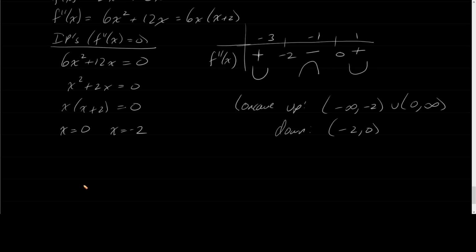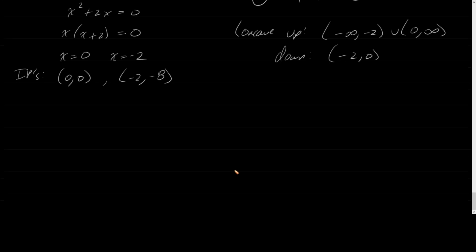Well, from this 0, we end up with the point 0, 0. And then from this -2, if I plug it into the original function, I end up with -8. So now we can actually get a visual for this. Let's see what the visual would look like here.